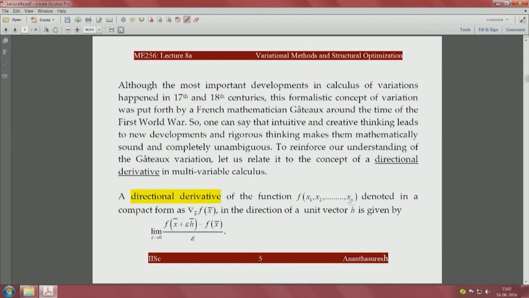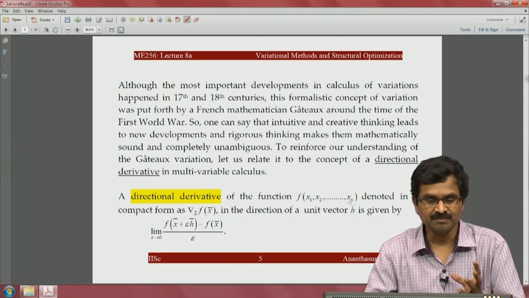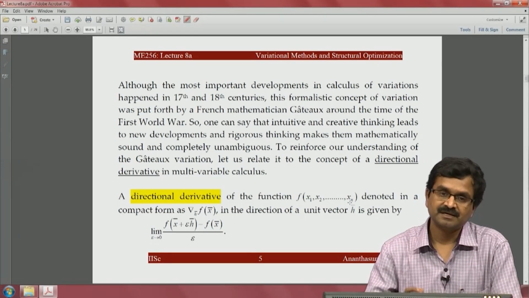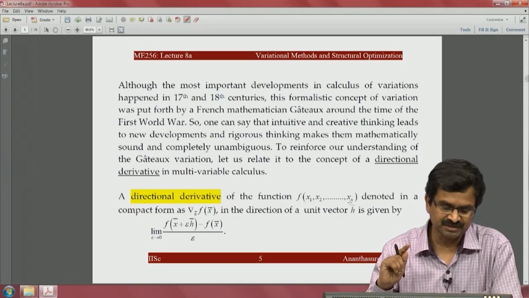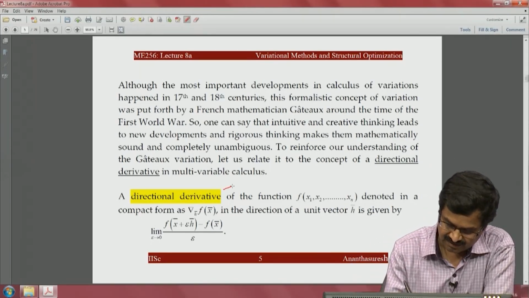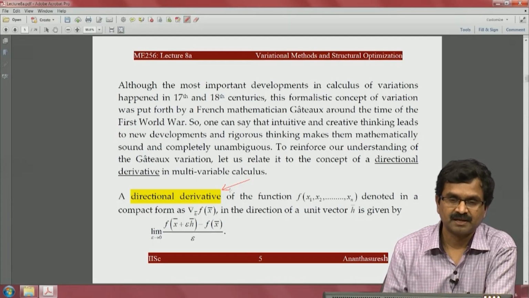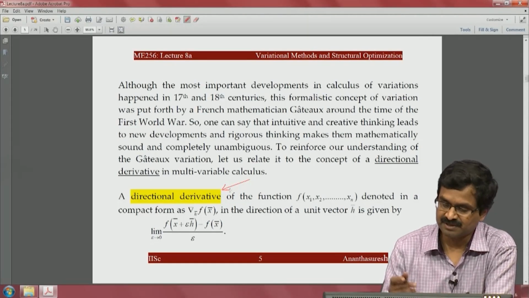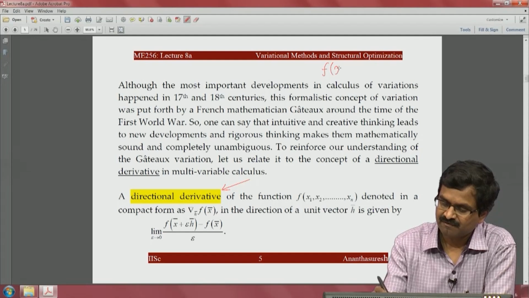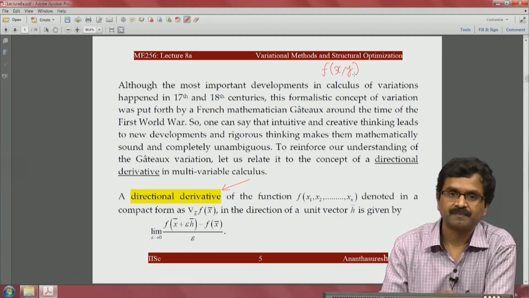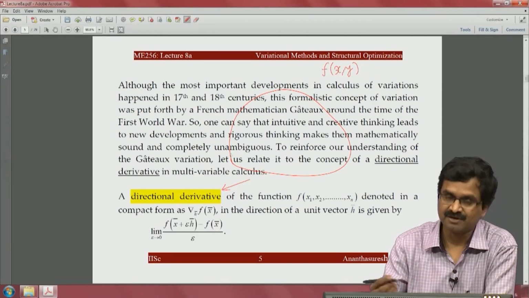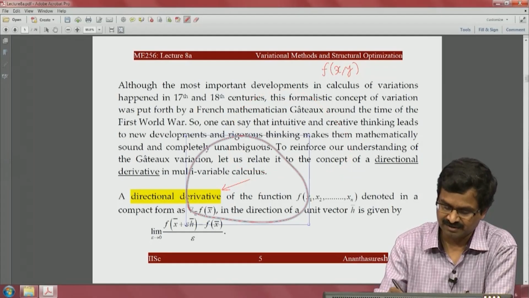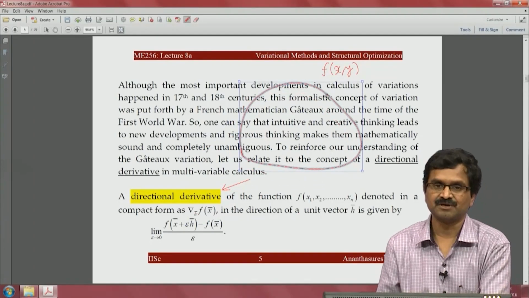This concept of Gateaux variation, which we defined in terms of a limit, also has an analogy in calculus of functions, not our calculus of variations, but calculus of functions, which is to say the directional derivative. Let us say we have a 2-dimensional problem, that means we have a function of x and y at a particular point in a 2D domain. Let us say over this text I am going to draw something. Let us say this is our 2-dimensional domain.